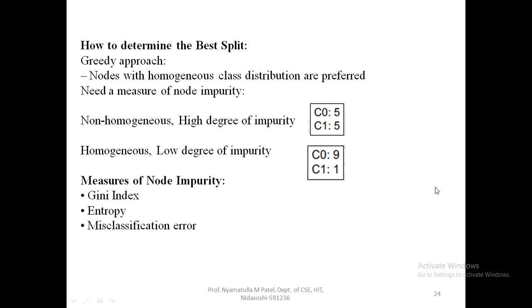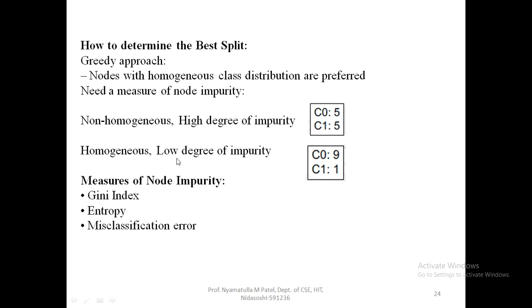We need a measure of impurity. So, I need to check for the impurity here. Non-homogeneous means a high degree of impurity. Let us take a node with 10 objects, or 10 training records: 5 objects belong to class 0, and 5 objects belong to class 1. So, this is a non-homogeneous test condition. This is a high degree of impurity, because 5 of the training records belong to class 0, whereas 5 of the training records belong to class 1.